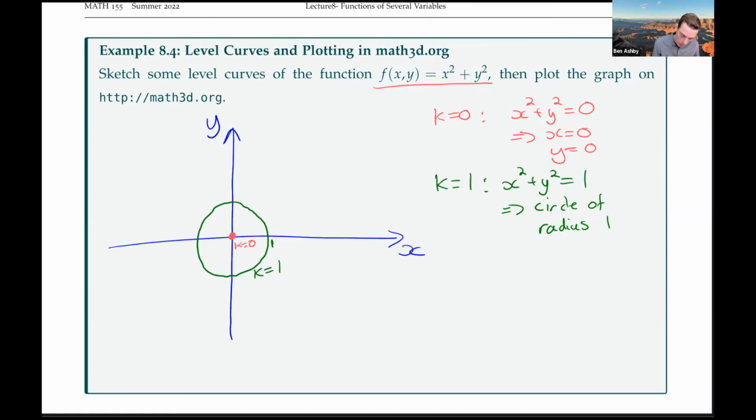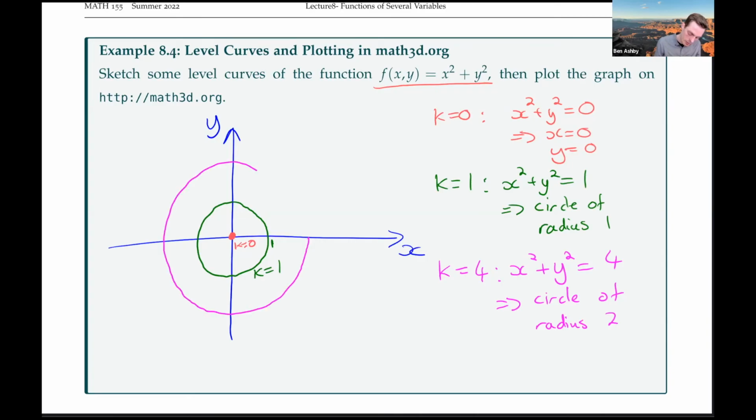And just one more example, if we looked at k equal to 4, well, that's the level curve x squared plus y squared equal to 4. And that's just a circle centered at the origin again, of radius 2. So that is a circle that looks something like this. This is the level curve for k equal to 4, and it passes through x equal to 2 there.